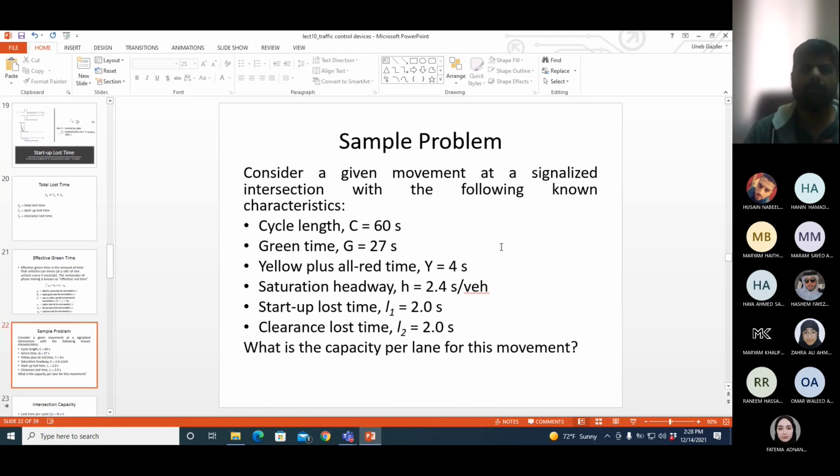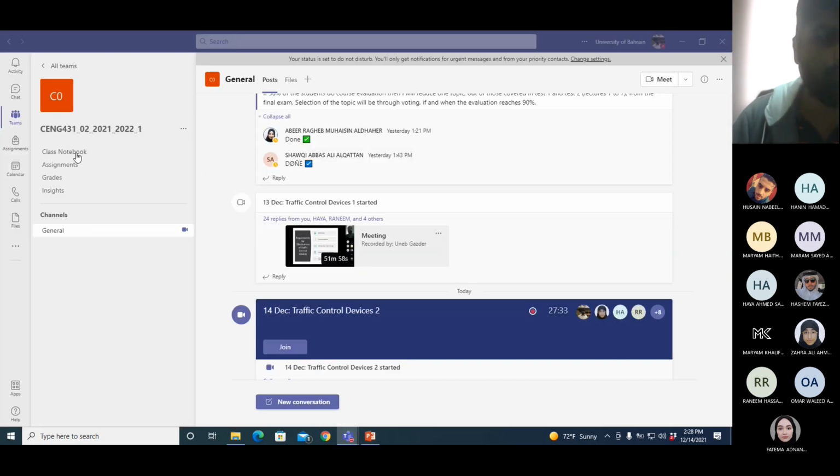Okay. Now, using the things which we have discussed up till now, we can do this example where we will be calculating the capacity of one movement, capacity of one phase of the signal. Okay, and we will do it using two different approaches.